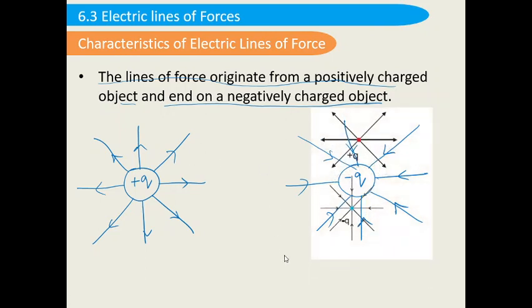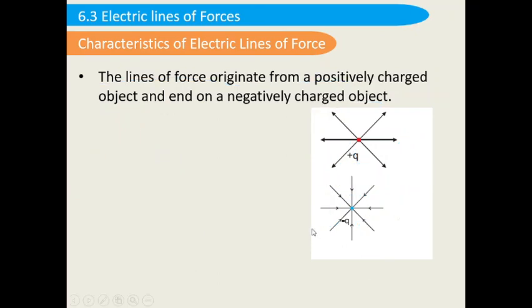So this is a diagram from the book. This is plus q charge. The electric lines of forces originate from the plus q charge and are directed away from the charge, and this is minus q charge. Electric lines of forces are coming towards that charge.